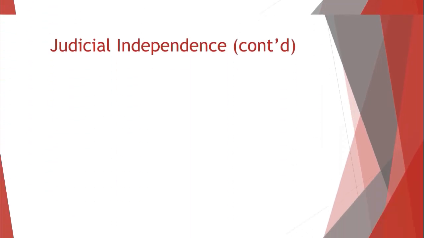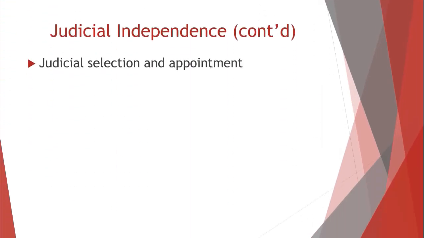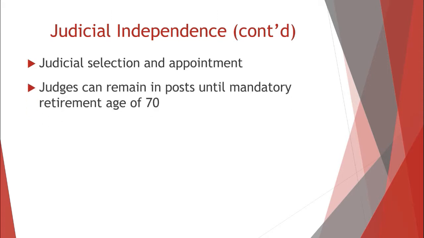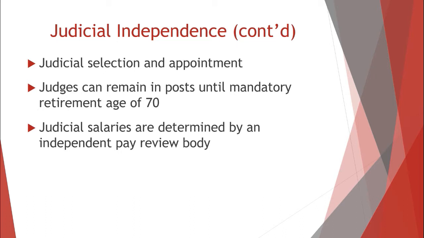Thus, the judicial selection and appointment process, for example, is designed to minimize political interference, focusing on the role of senior members of the judiciary in the process rather than the politicians. As long as judges hold their positions in good order, they remain in posts until they wish to retire or until they reach the mandatory retirement age of 70. Further, judicial salaries are determined by an independent pay review body, which makes recommendations to the government, who will usually accept and fully implement them.